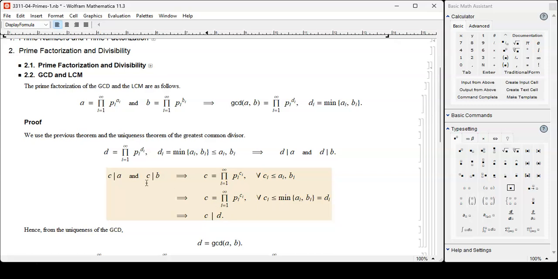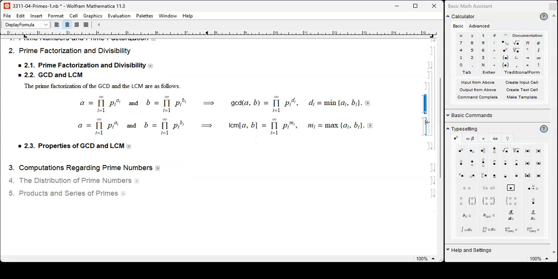So c divides a and c divides b both, so the power ci should be less than or equal to both ai and bi, so it should be less than or equal to the minimum di, and as a conclusion, c divides d. So common divisor and the maximality, the greatest.